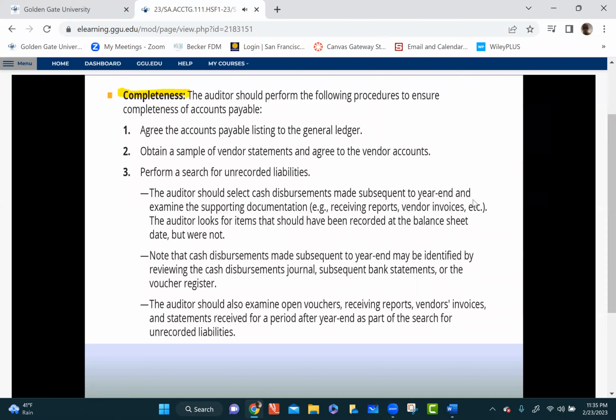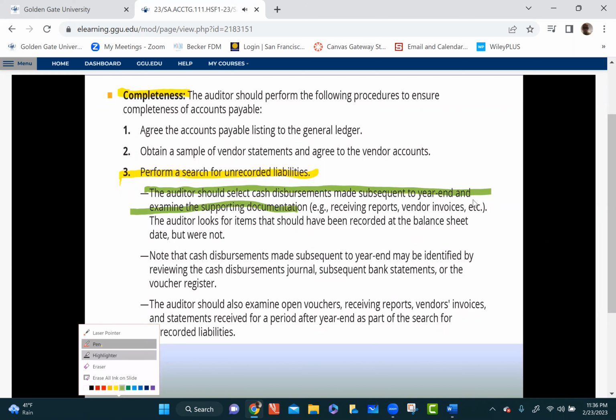Okay, so we're starting here, and we do some boring steps that we list up there, but I want to look at this. Search for unrecorded liabilities, and we're doing that under the completeness assertion. We'll select cash disbursements that are made subsequent to year end, and then we'll go back from those disbursements to see if those were listed as a liability. Okay, so let me see if they'll let me draw down here. So what happens?